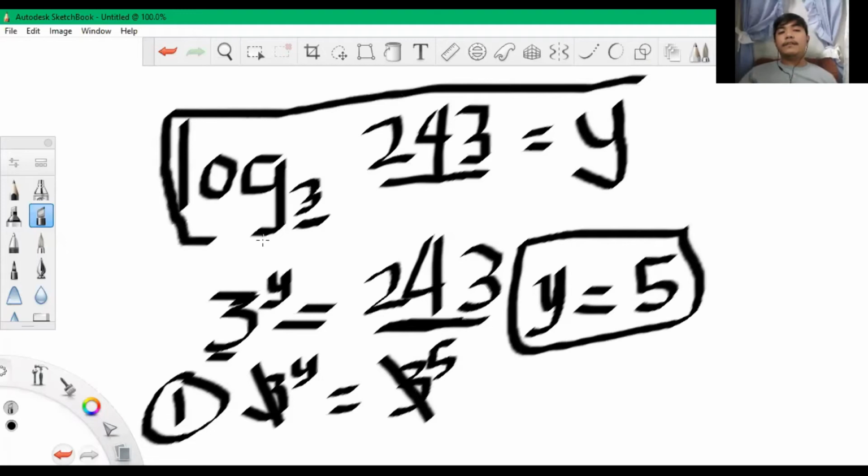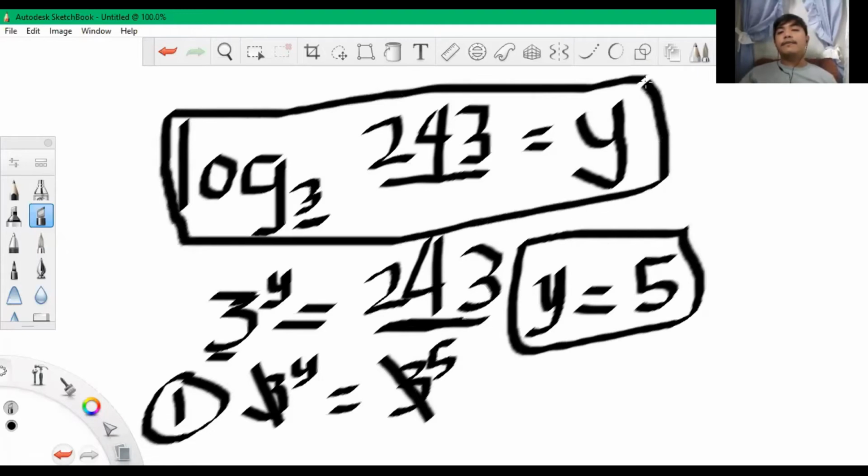So, the exponent of the base 3 should be 5 for it to be equivalent to 243. So, we can rewrite this as the logarithm of 243 to the base 3 is equal to 5. So, our exponent again is equivalent to 5.